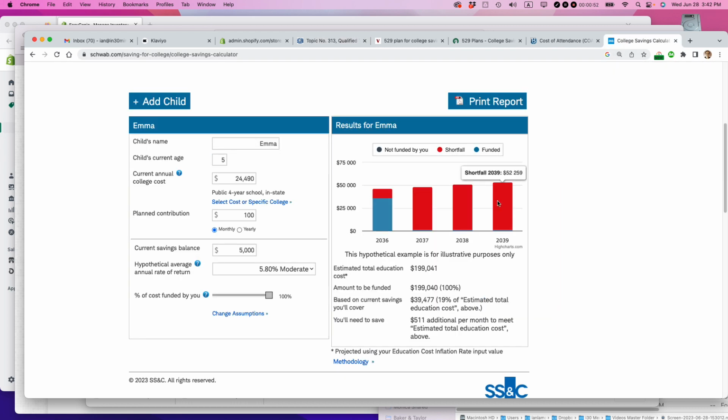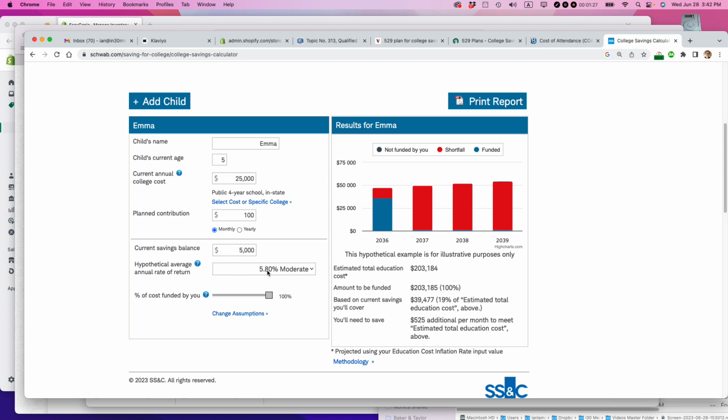So getting back to the calculator, you may be wondering, how much do I need to save for my kid? What Charles Schwab has done is let's say you have a daughter named Emma. She's 5 years old, and the current annual college cost for in-state tuition at a public four-year school, let's just change it to $25,000. Then you're contributing $100 every month until Emma turns 18 and starts attending college, and you already have $5,000 in her 529 plan.